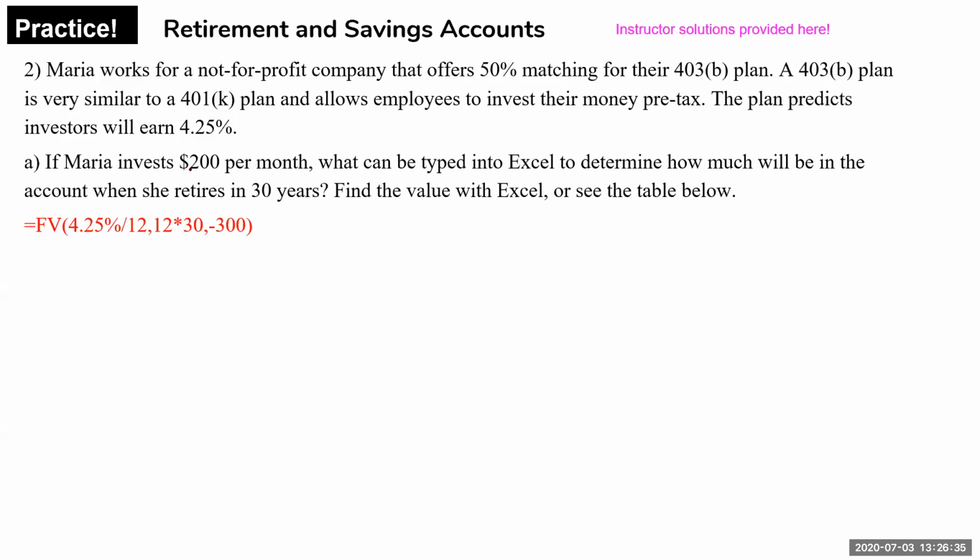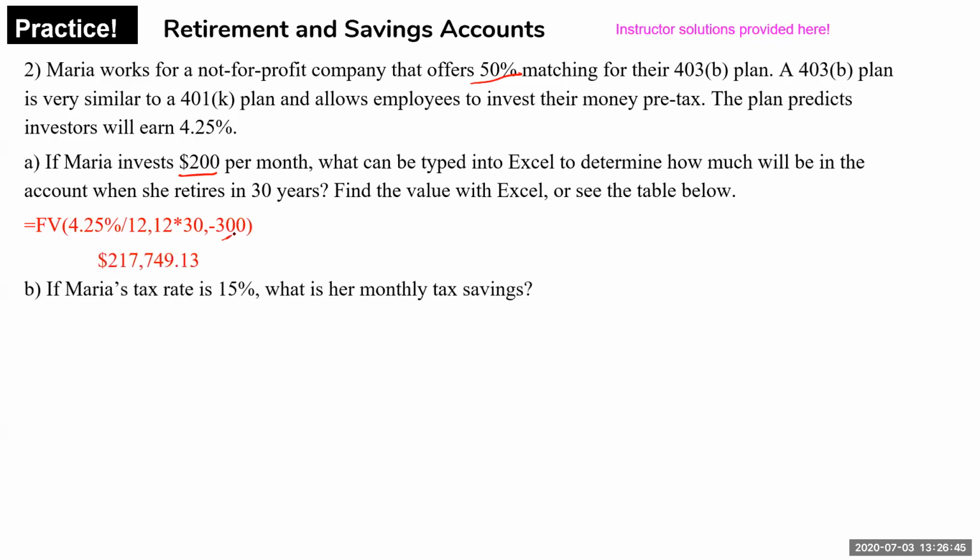Now, Maria contributes that. Her company does 50%. 50% of 200 is 100. You add that, and that gives you 300. So that is how much comes out. Now, if Maria's tax rate is 15%, what is her monthly tax savings? Okay, so 30 per month. Is that okay? So 30 per month.